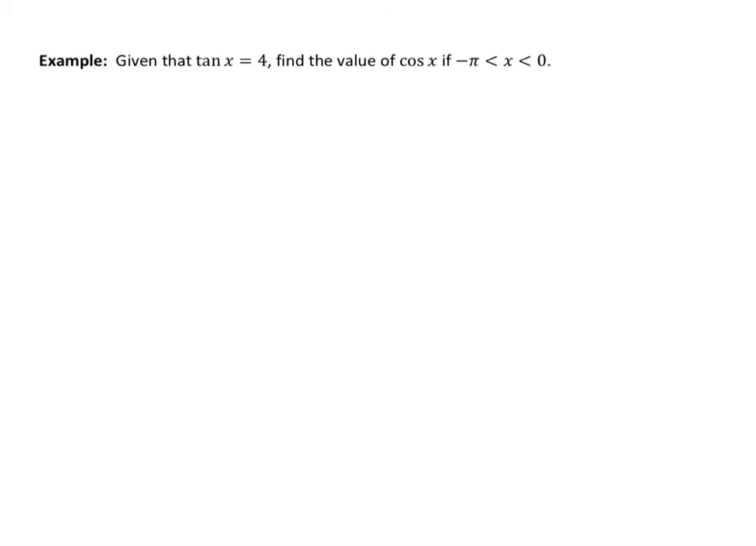So in this next example, you're given that the tangent of an angle is 4, and you're asked to find the value of cosine if the angle is between negative pi and 0. We mentioned in our guiding principle that ideally we want some identity that relates tangent and cosine, right? Now, if we think about our options, we know that the tangent of x is equal to the sine of x over the cosine of x. And this comes close. Unfortunately, this doesn't directly relate tangent and cosine.